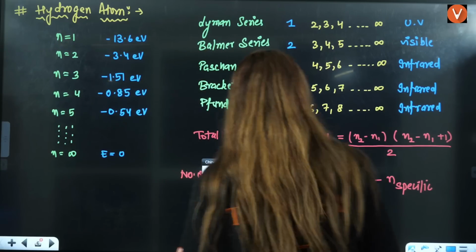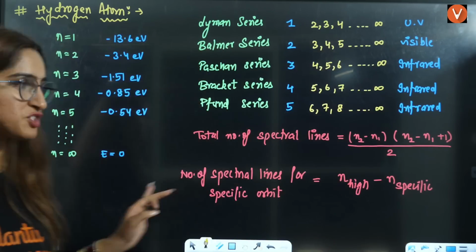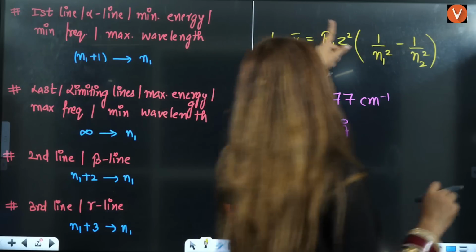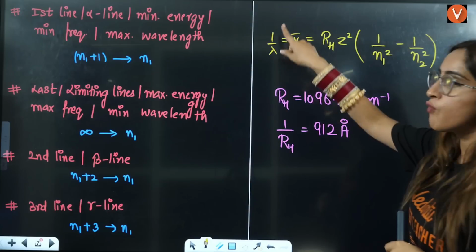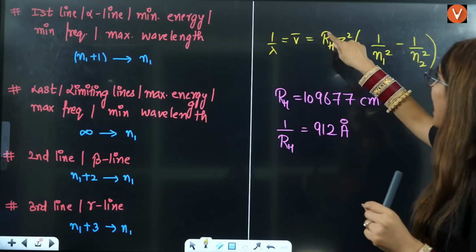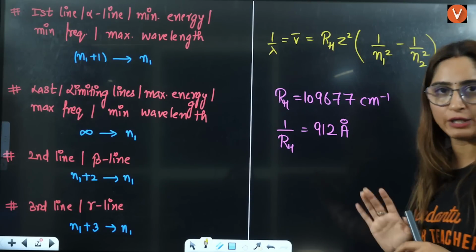Next is the hydrogen atom. Basically, they ask you questions from the Rydberg equation, and for that I have written all these things here. This is the formula of the Rydberg equation: 1 by lambda equals v bar, that is the wave number, equals R_H, the Rydberg constant, times Z square into (1 by n1 square minus 1 by n2 square).